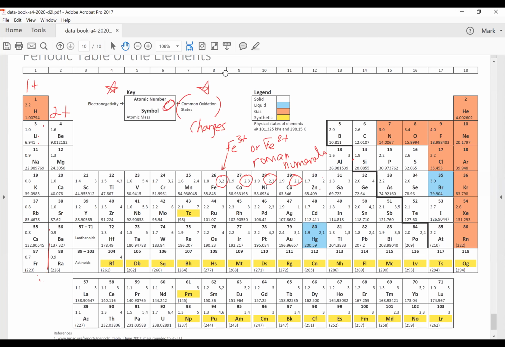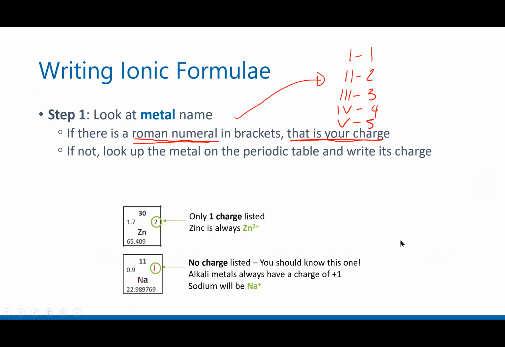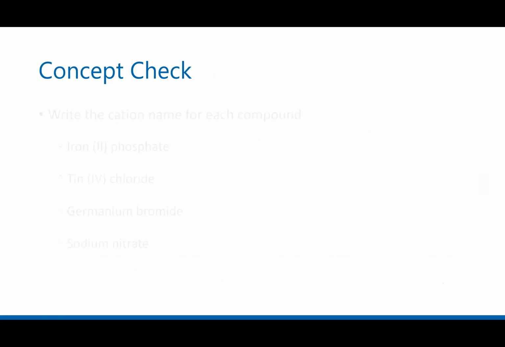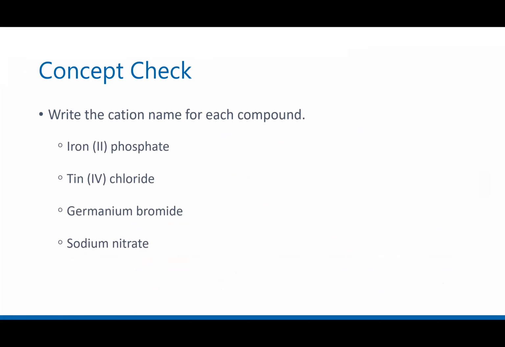So let me go back to my slides. Okay, step 1, look up the metal name. Again, if there are no Roman numerals, then you look at the periodic table. This isn't really a practice problem. This is just to get us ready for the real problem of today. All I have to do is write the cations with the charge. So it shouldn't say name, it should just say write the cation.